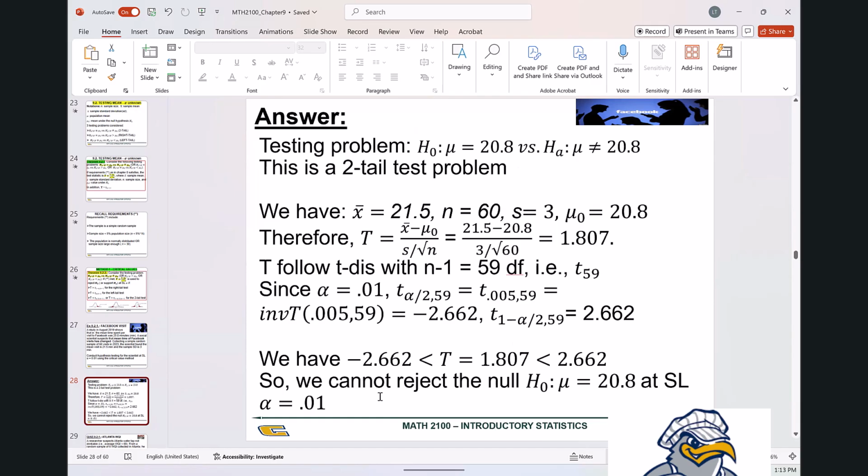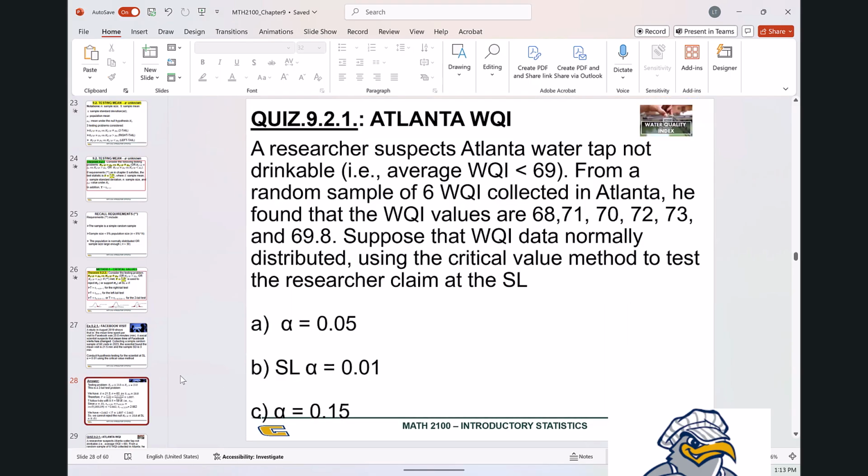So here you can see in the first case that you can complete the hypothesis testing problem using the critical value method. With the data you collected, you can support or reject a hypothesis or claim. And here we're using the critical value method.